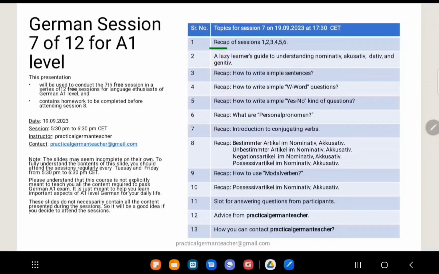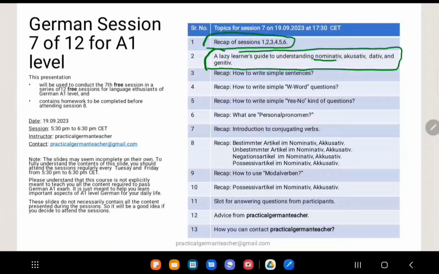In this session, we will do a recap of the last 6 sessions. But before we do that, we will go through a very important topic in German language, that is to understand when is something in nominative, when is something in accusative or dative or genitive case. So German language has 4 cases, and you have to learn them if you want to learn German, or you have to understand how to use them.